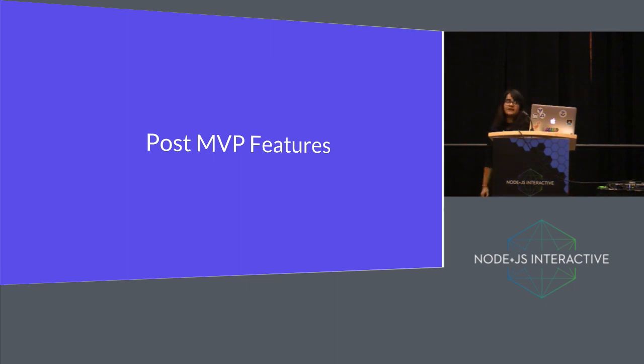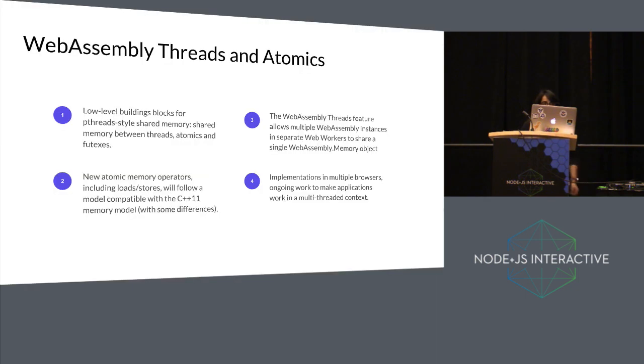The WebAssembly MVP has been out there for a little while now, and I want to talk about other proposals that are in flight and being worked on. This is the one I'm personally really excited about. The WebAssembly threads feature allows you to have multiple WASM instances in the same web workers share a single memory object. Just like shared array buffers in JavaScript, this allows really fast communication between workers. You can use this to offload computation to another thread to keep the main thread and its UI responsive.